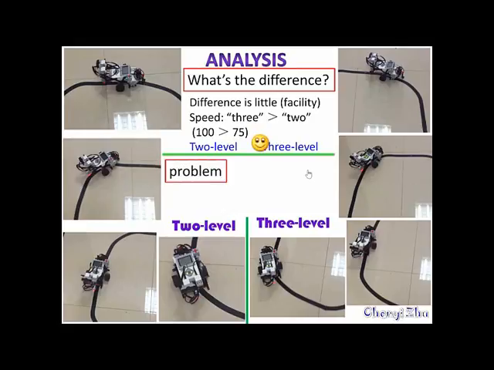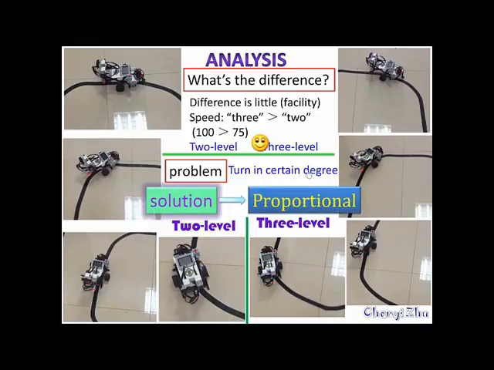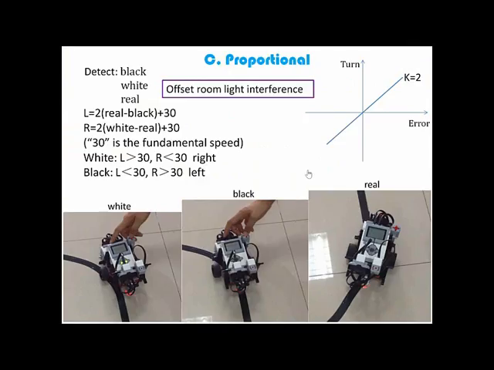Actually, both of them have a problem. That is, the robot can only turn in a certain degree. In other words, even if the robot only needs to have a small turn, it will have a big turn, so it may drift off. So the solution is the proportional controller. On the left is our program.